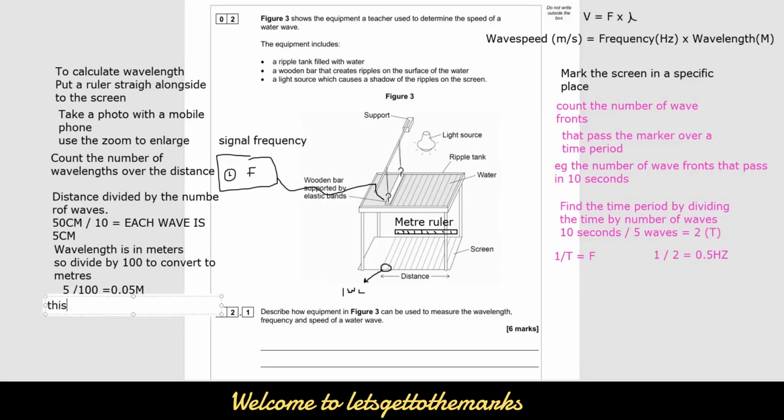And actually, this is the mean wavelength. Why is it the mean wavelength? Because you did it over several waves. We used 5, didn't we? So I could have counted 10 waves and the distance for 10 waves. And we did do 10 waves, so I don't know what I'm banging on about.